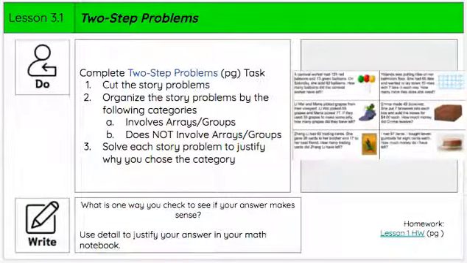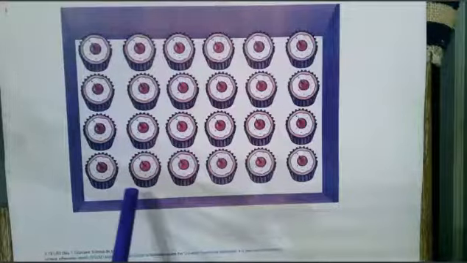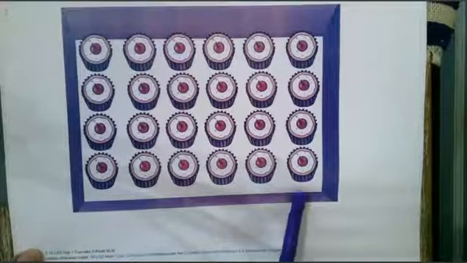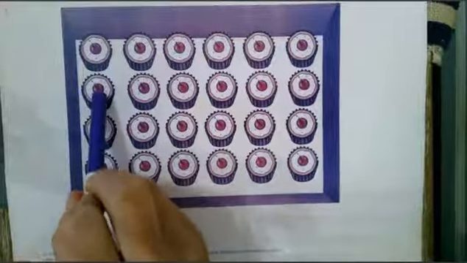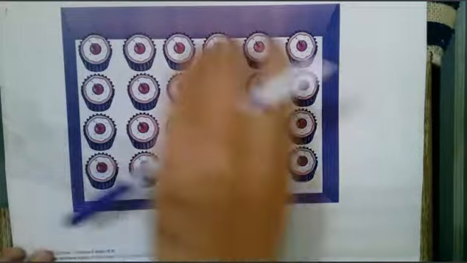Today, you're going to apply your knowledge of addition, subtraction, multiplication, and division to sort and solve two-step word problems. Before we get started on the task, take a look at this visual. It's a container full of cupcakes. The little red thing on the top is a cherry. What are some mathematical questions we can come up with based on this visual?